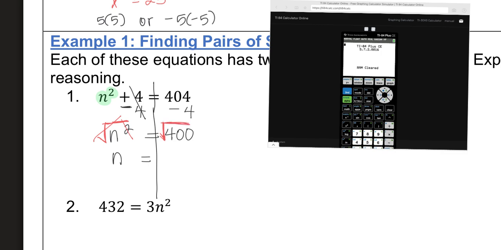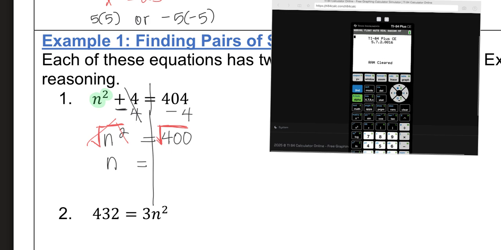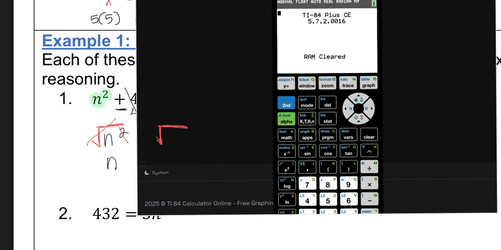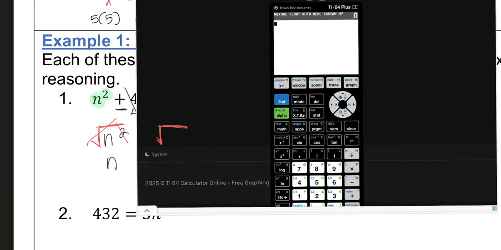Okay, and we can go ahead and use our calculator for that. So on our calculator, let me make that a little bit bigger. We are going to use our square root button, which is right over here on that square button that we used last unit. So right here, it's in blue. So we're going to have to hit our second key and then press this button here. So we're going to hit second, and then that square root key, and then type in 400 and hit enter. So that gives me 20, okay?